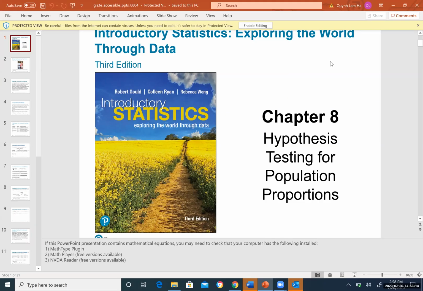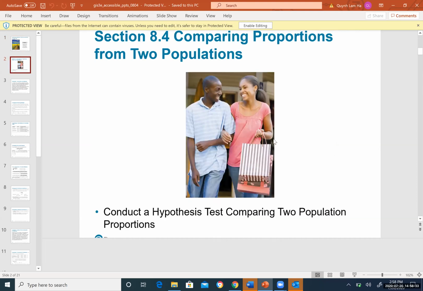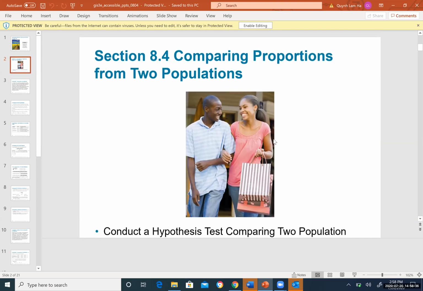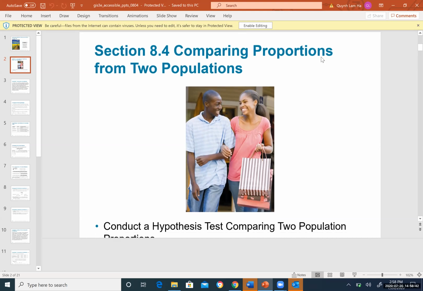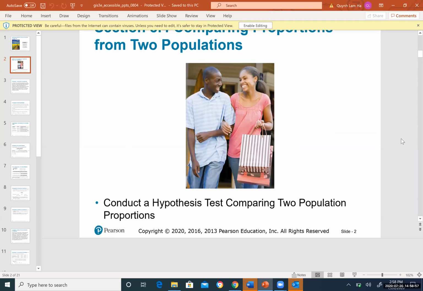Hello everyone, today I would like to talk about section 8.4. The title for the whole chapter 8 would be hypothesis testing for population proportion P. But especially for today, I'm trying to finish section 8.4, which is about comparing proportions from two populations. So in section 8.4, you will learn how to conduct a hypothesis test comparing two population proportions.